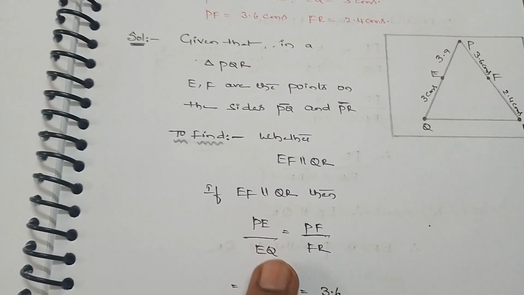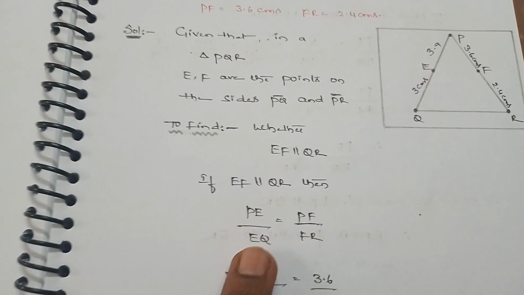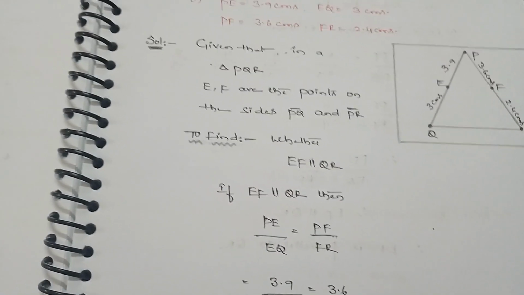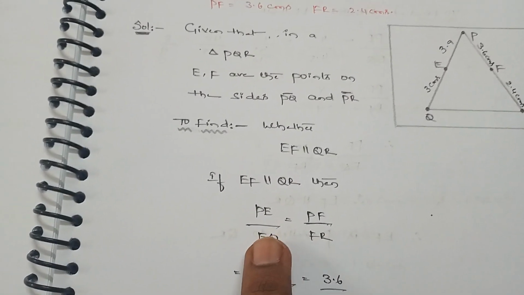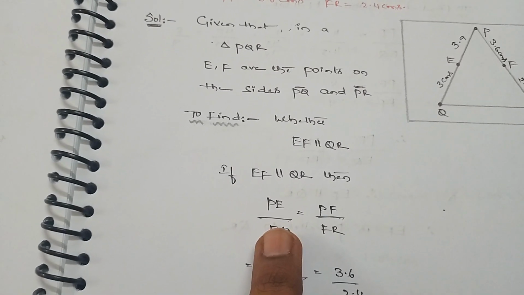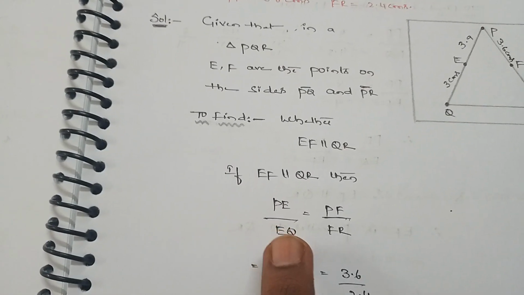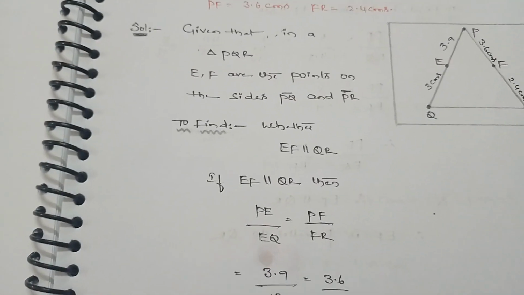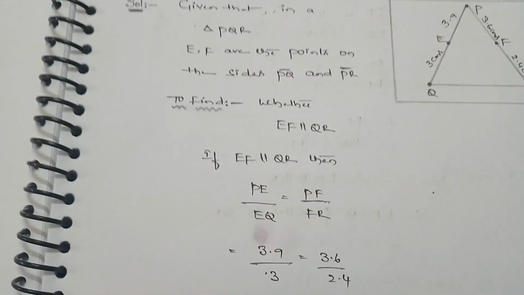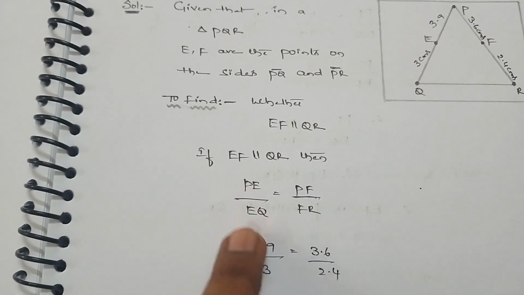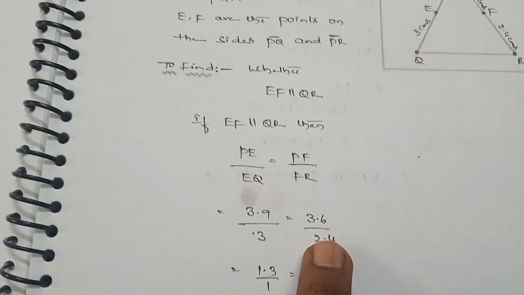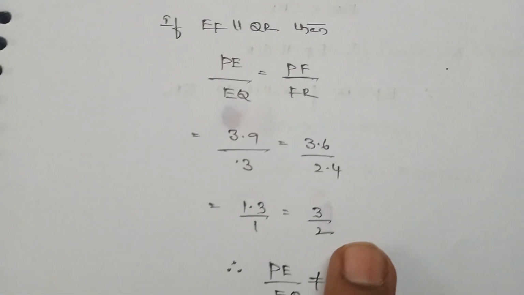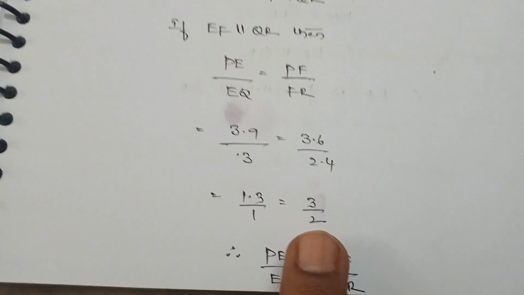So if a line is parallel to the third side, then we can write it in ratio form, right? The other two sides will be divided in the same ratio. We'll check by substituting the values. PE is given as 3.9, EQ is 3, PF is 3.6 and FR is 2.4. We need to check the ratios.